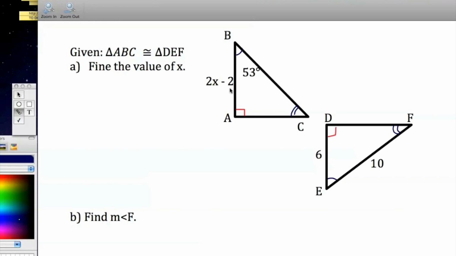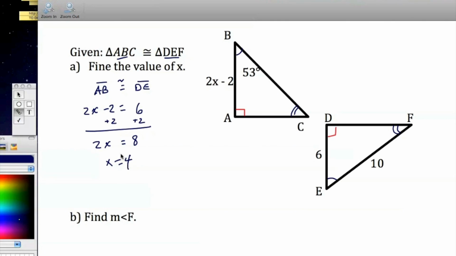Well, when I need to find the value of x, what I'm going to do is say, what goes with AB? Well, if AB are the first two letters, then I know that AB is congruent to DE, which means that 2x minus 2 is going to be equal to 6. See how I did that there, guys? So that means 2x is equal to 8. So x is equal to 4. Alright, so you see how that goes. Now, let's find the measure of angle F.